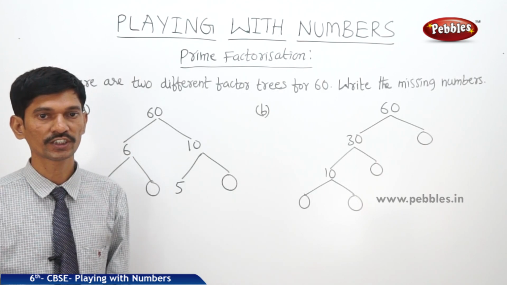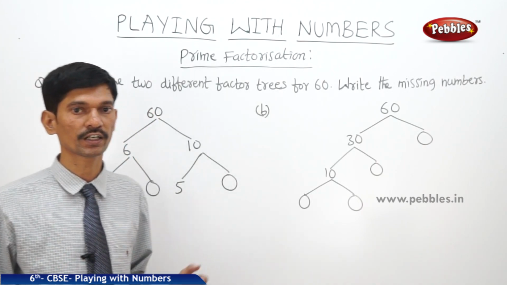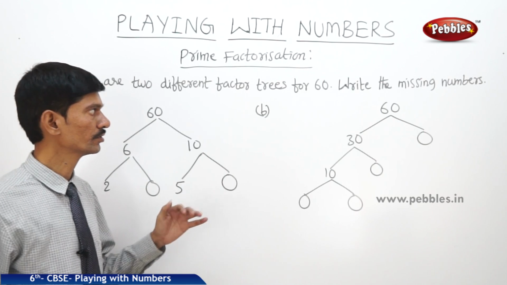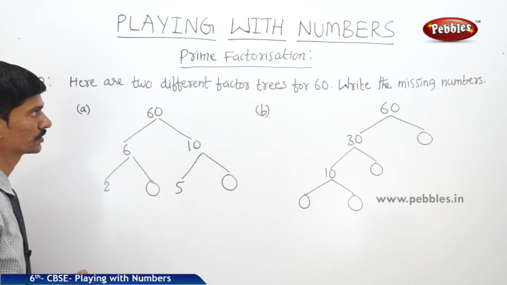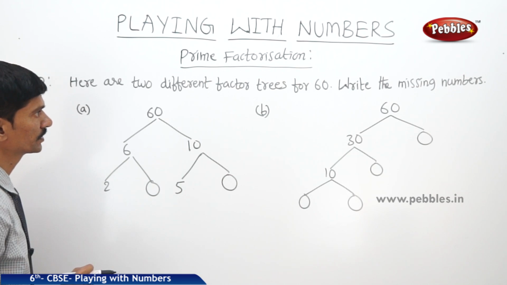Now let us see a few questions based on the prime factorization and also some more divisibility rules. Now let us see the first question. Here are two different factor trees for 60. Write the missing numbers.